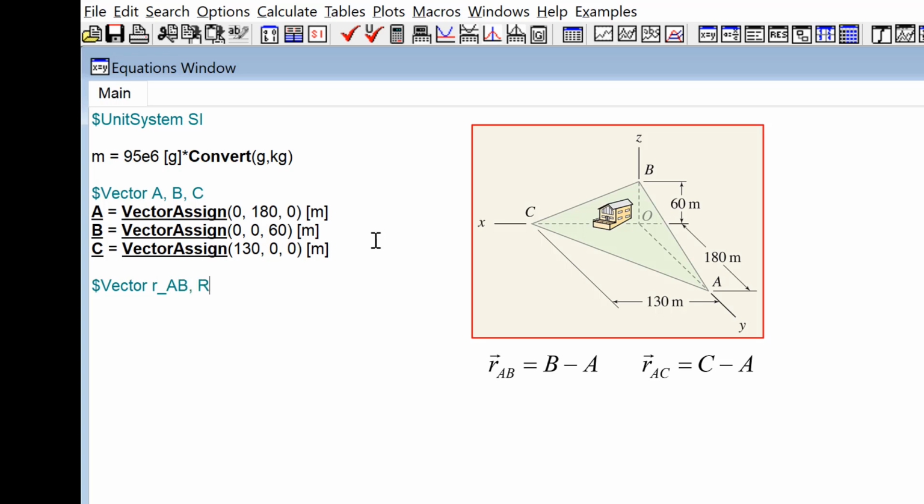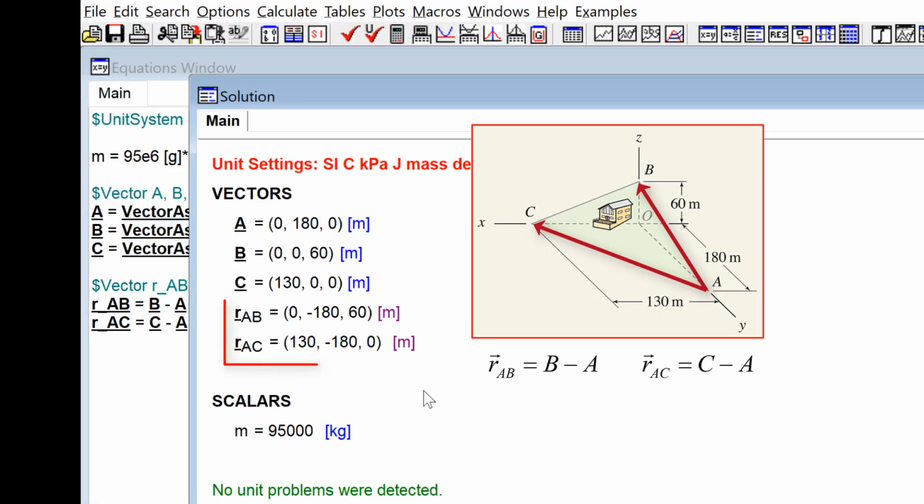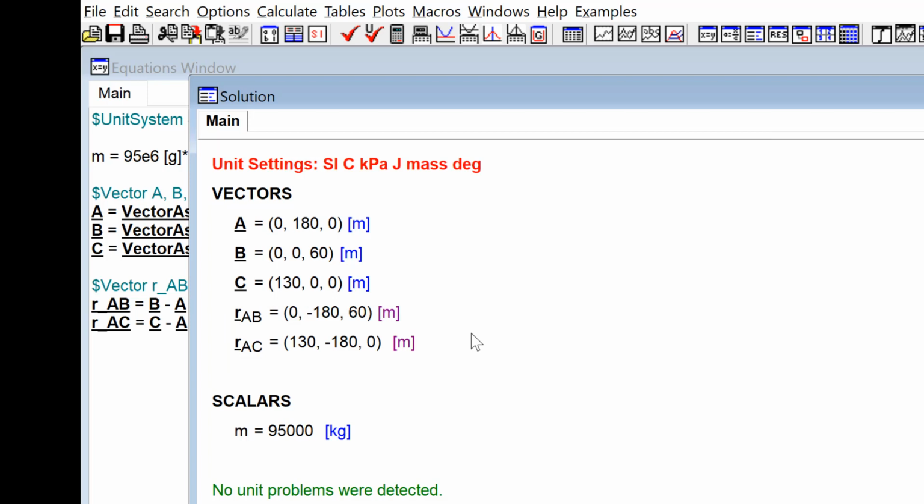So we need 2 vectors, RAB and RAC. I'll declare them, and then I'll calculate them. So RAB is point B minus point A, and RAC is point C minus point A. And we can look at these as we go, so it's good to solve and look at the solution window and make sure that the vectors obey our intuition. Again, at some point soon in the next video, we'll talk about how we can plot vectors. And at that point, it's really handy to go ahead and just plot these to look at them as we go and make sure that they are looking the way that we would expect them to look.